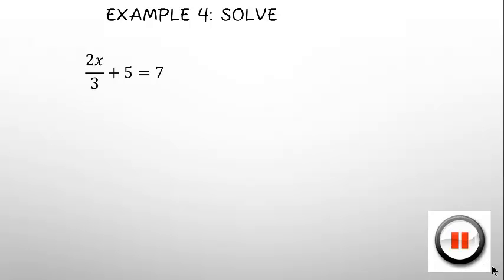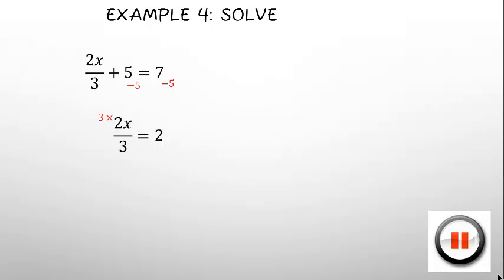But we're going to get rid of the 5 first. So the opposite of adding 5 is subtracting 5. So we end up with 2x over 3 plus 5 minus 5 equals 7 minus 5. Okay, 2x over 3, the plus 5 and minus 5 go to 0, equals 7 minus 5 equals 2. So we have 2/3 x equals 2.